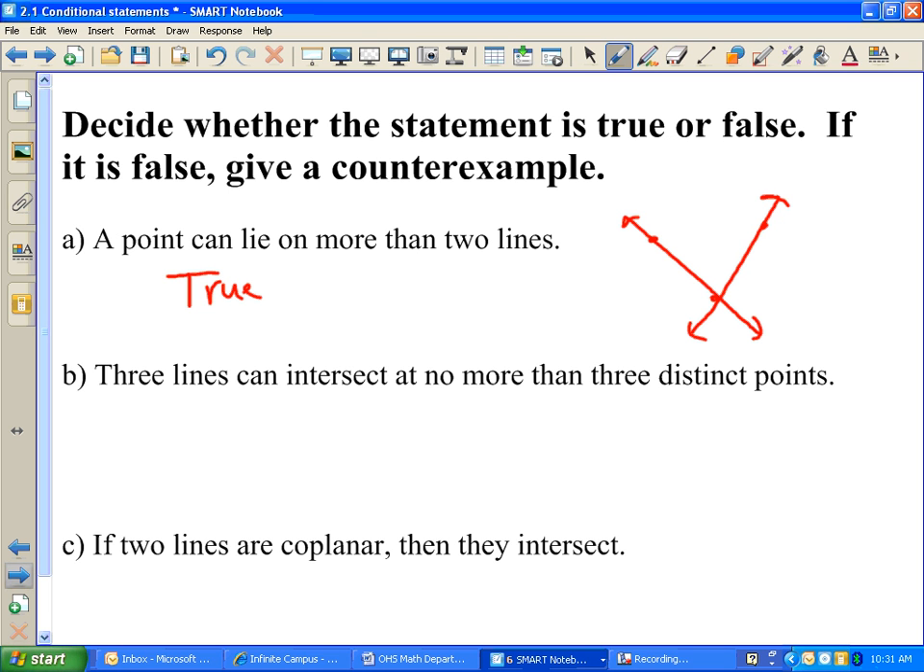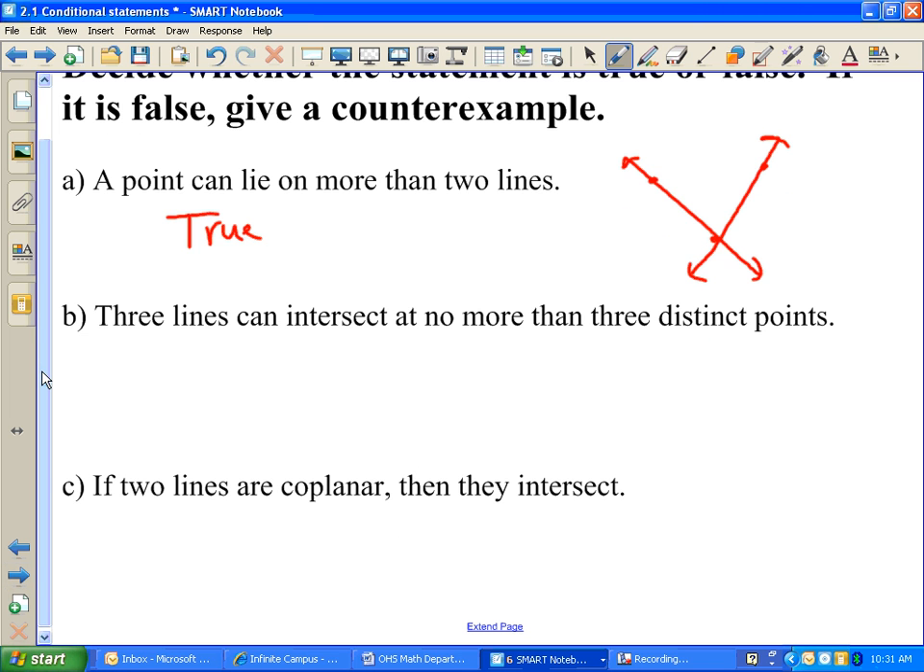Okay, good. 3 lines can intersect at no more than 3 distinct points. True or false? Okay, no more than means I can only have it at 3, maximum 3. So I want to find one that goes more than 3. So give me 3 lines. Try to draw it on your paper. 3 lines that can intersect at no more than 3 distinct points. So draw me 3 lines that intersect at 4 points. Because you said it's false.